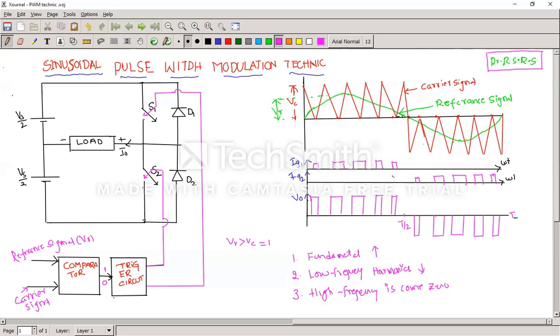Already we know that to control, suppose if you want to change this frequency, you have to change the frequency of the reference signal. Here also you can define the modulation index. By changing the modulation index, you can control the RMS output voltage of the fundamental component. Once again repeating, the sinusoidal pulse width modulation technique is a well noted and practically implemented control technique of the inverter.